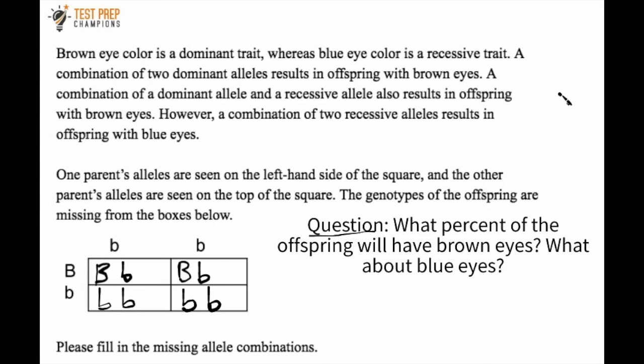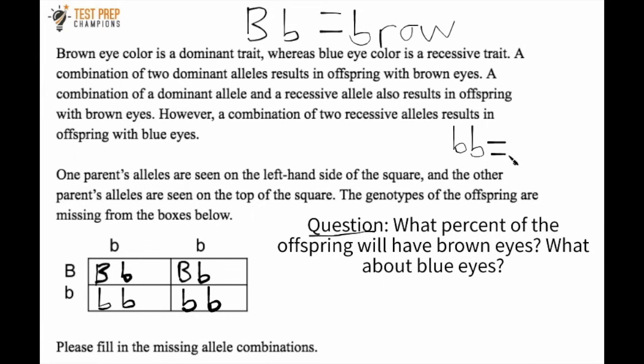Okay, so now the question is, what percent of the offspring will have brown eyes and what percent will have blue eyes? So I'd like you to pause the video, try to figure this out, and then we'll go over it. Okay, so recall again here that if we have a big B and a little B, that is going to be brown, but note that two little Bs is going to be blue. So big B, little B is brown, and two little Bs is going to be blue. All right, and also keep in mind here that big B, big B would also be brown eyes. But we don't see that in our Punnett square.